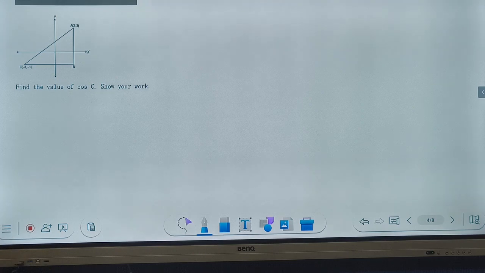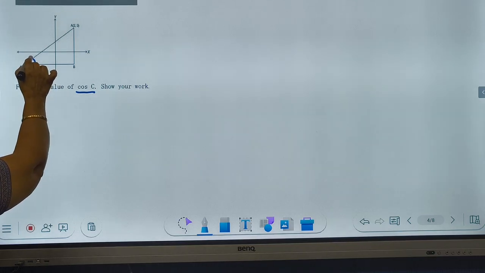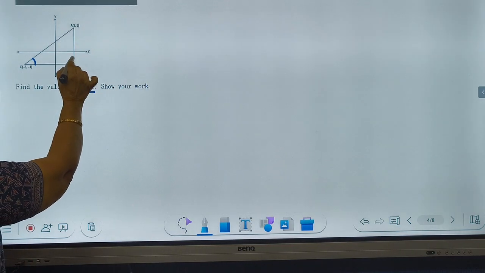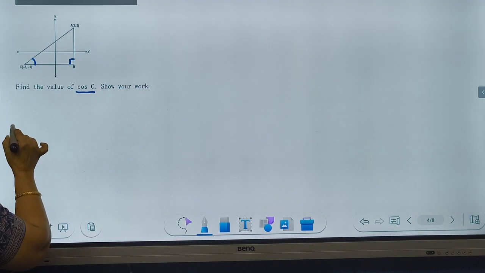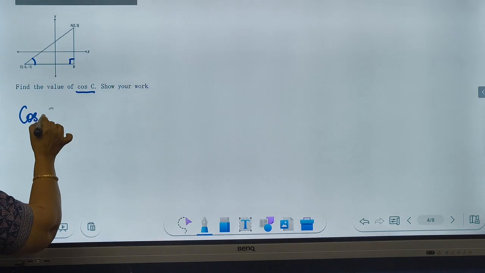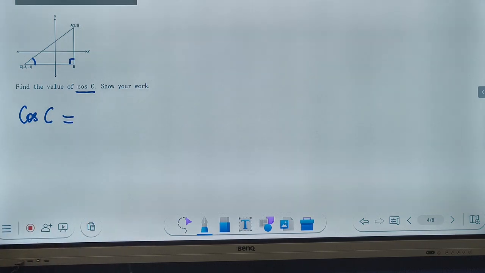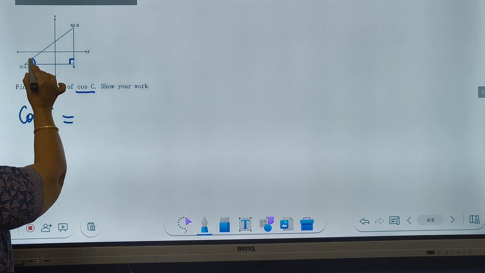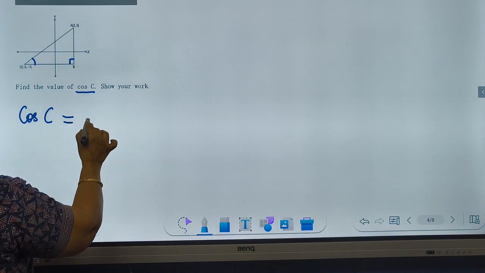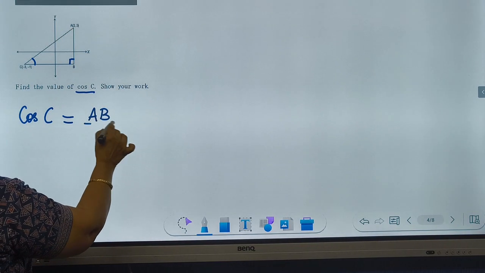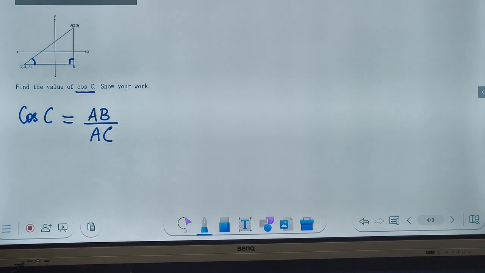Next problem. You have a right angle triangle. Shown below is a right angle triangle ABC. So here is a combination of concepts. You have to find the value of cos C. So if this is angle C and this is a right angle triangle, so this is the hypotenuse. So cos C will be adjacent side by hypotenuse, AB by AC.